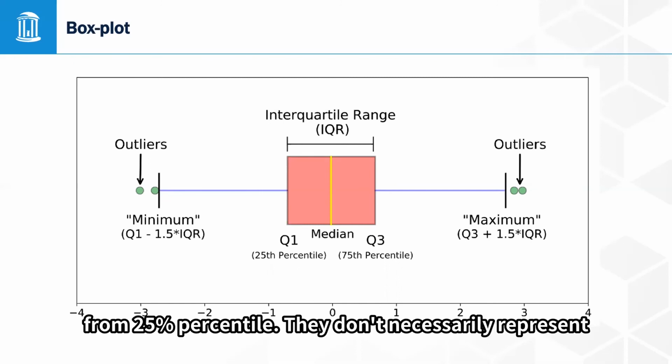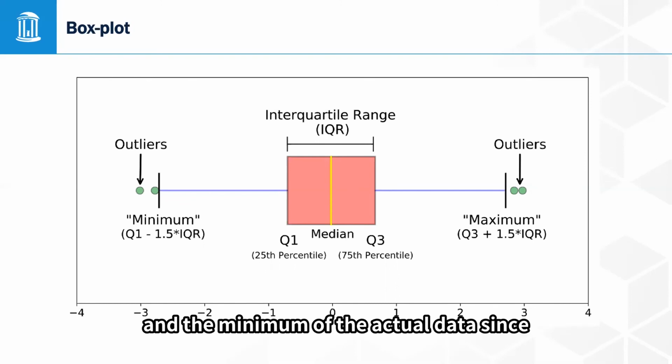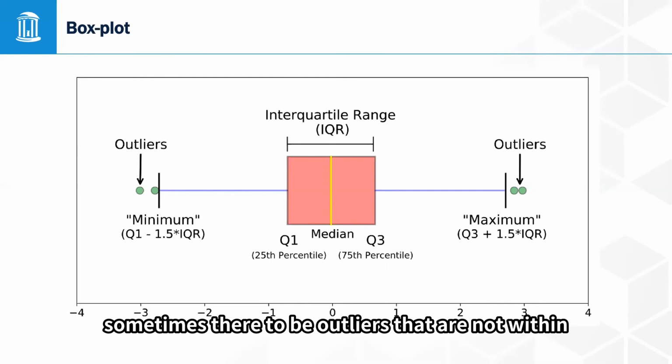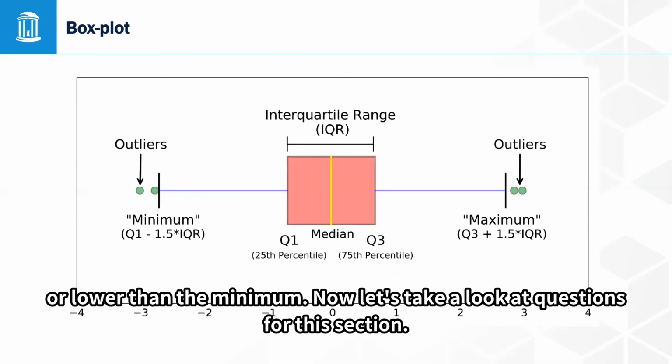They don't necessarily represent the true maximum and minimum of the actual data, since sometimes there could be outliers that are not within this range. The outliers are marked by dots higher than the maximum or lower than the minimum. Now let's take a look at questions for this section.